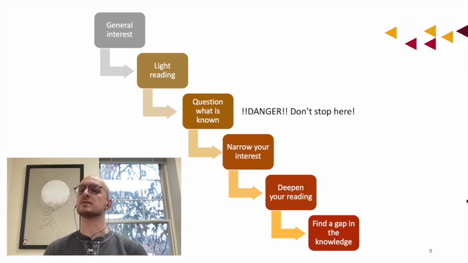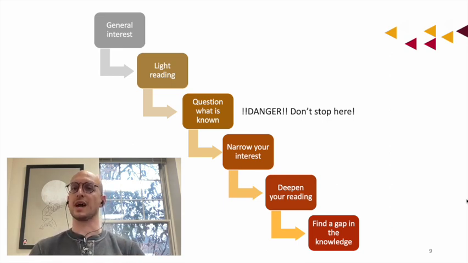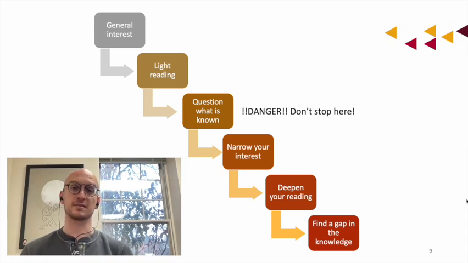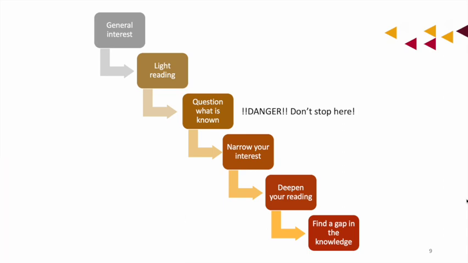The reason that this is a research cycle is that as you get higher and higher up in your research disciplines, it takes much more time and effort outside in this mess to really get to stuff. So you start with the general interest, do some light reading, question what is known, but then you have to put yourself back into it. You have to narrow your interest from where you started. You have to deepen your reading in that conversation, and you have to find the gap in the knowledge.